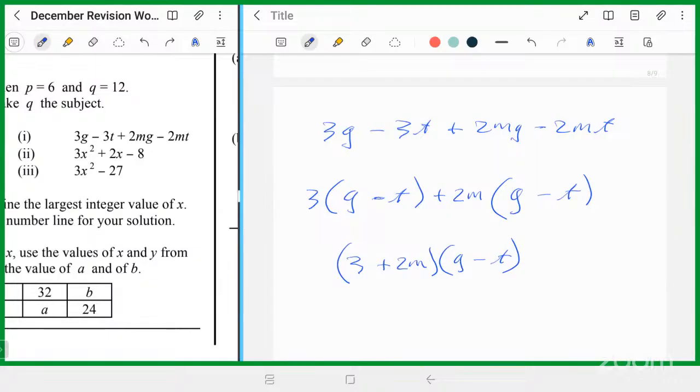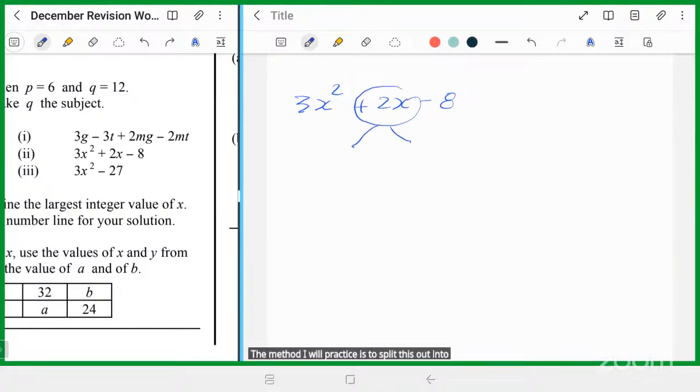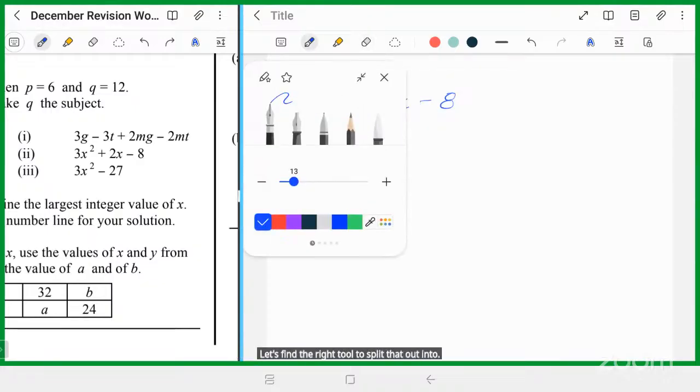Alright, we have a quadratic now. I'm going to revise how we do the process of splitting the middle term. So we have 3x squared plus 2x minus 8 to factorize as a quadratic, a trinomial, a three-term quadratic. We factorize it by trying to break it out into four terms. So we can do the same kind of factorization by parts as we just did. To break it out into four terms, the method that we practice is to split the middle term into two terms.